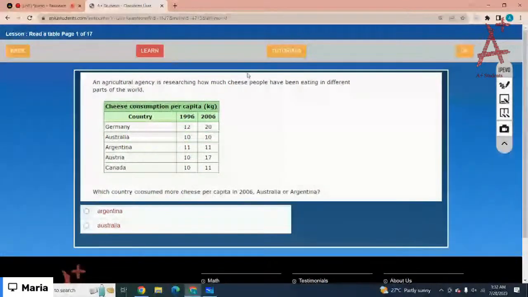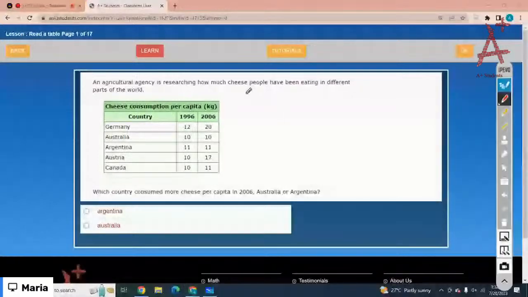So this is just a record of 2 years, 2006 and 1996. So you just have to look at the 2006 column. You have to say how much more cheese per capita is consumed in Australia or Argentina. Here is Australia. In Australia, it is 10. In Argentina, it is 11. So, which country consumed more? Obviously, 11 is greater than 10. That means Argentina consumed more cheese in 2006 than Australia. Got it? So, the correct option is Argentina.